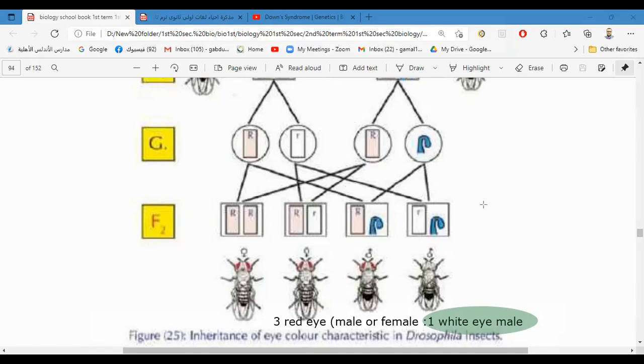So they call it a sex-linked trait. The white is always a male. There is no female with white eye in the second generation F2, okay? So it is only males which carry the white eye, or the color of white eye, in this instance. So we call this case a sex-linked trait, okay?